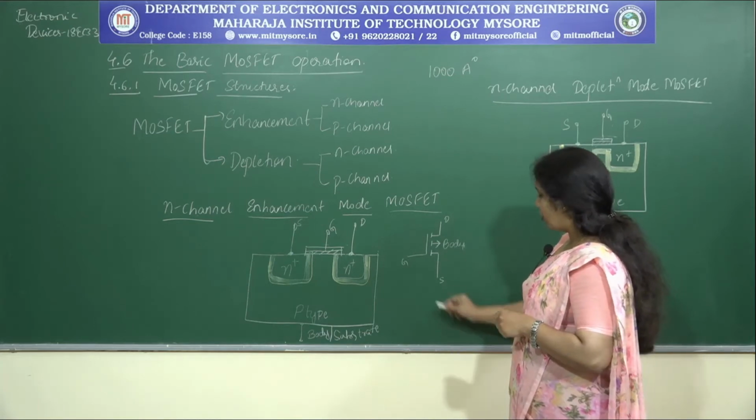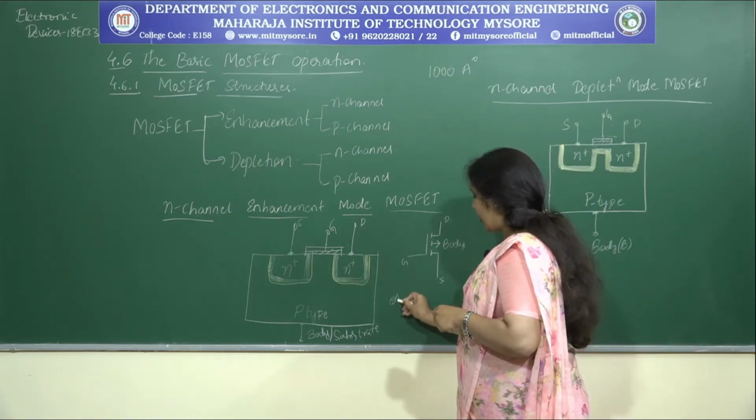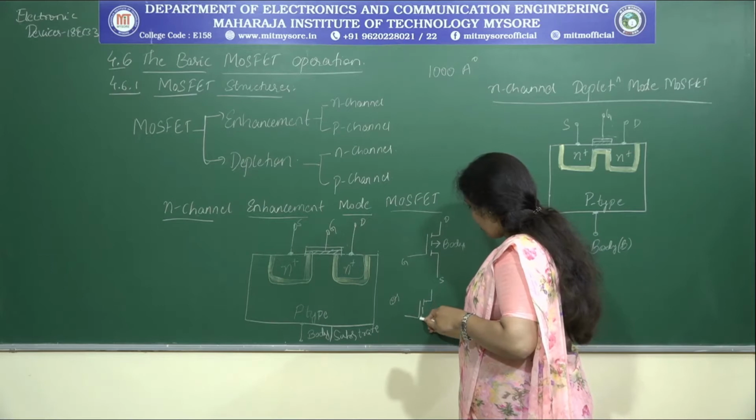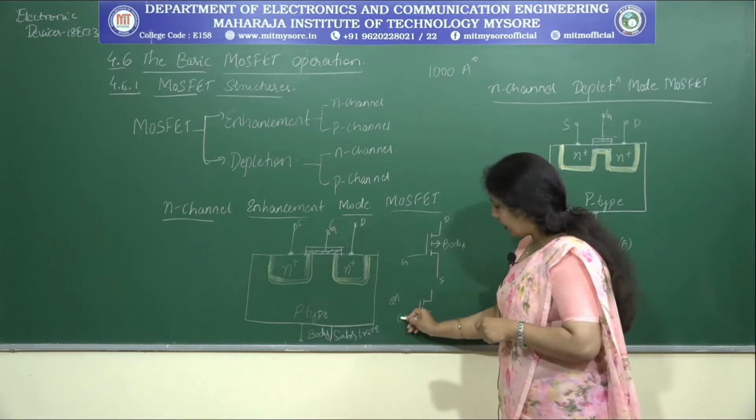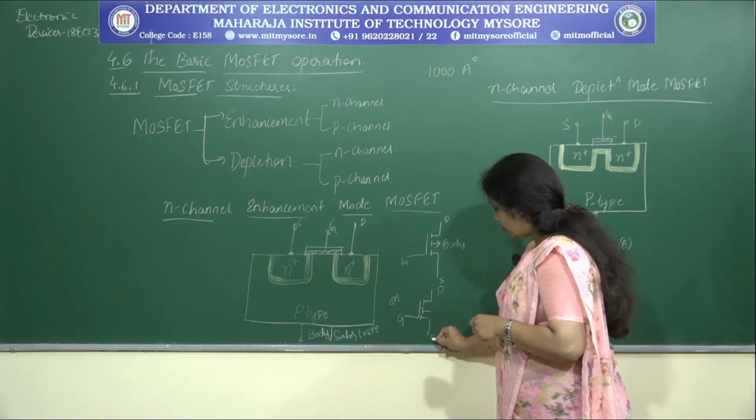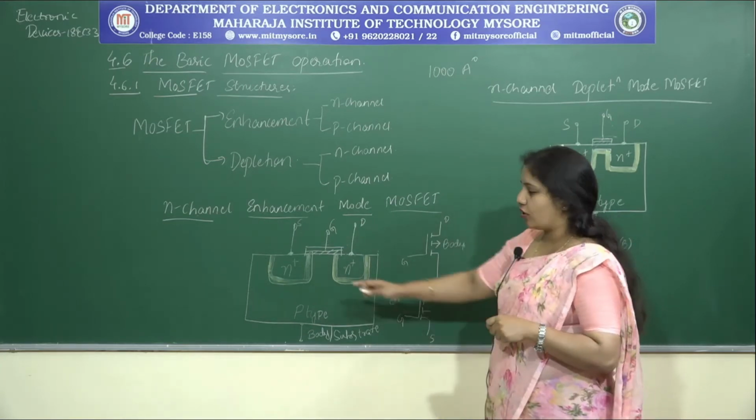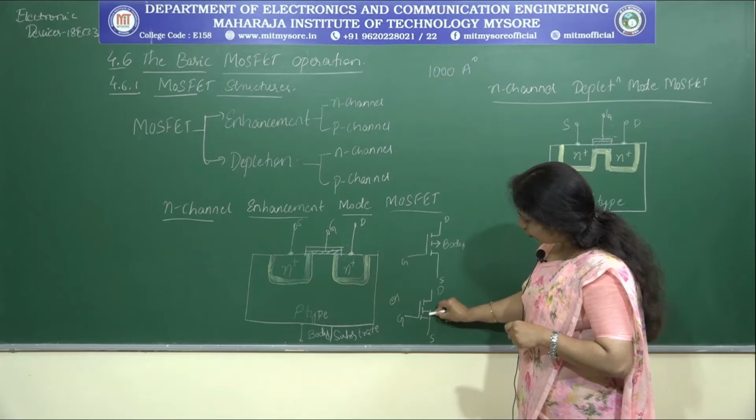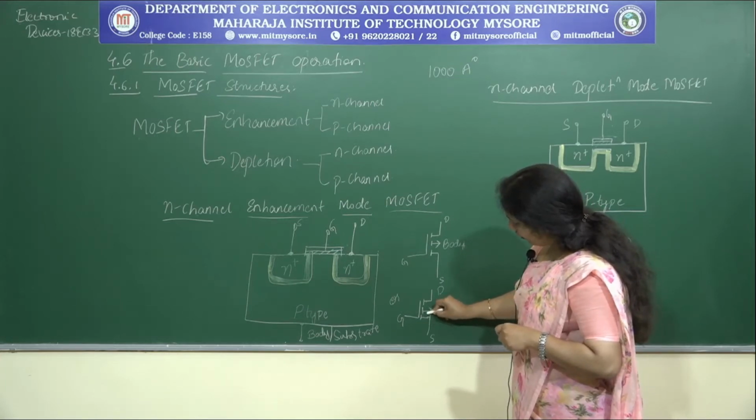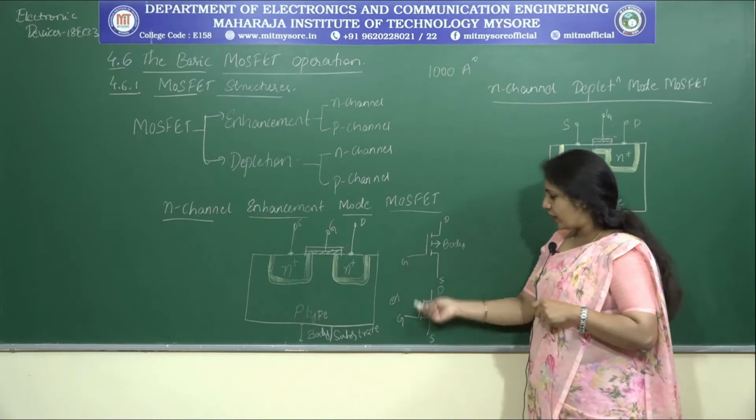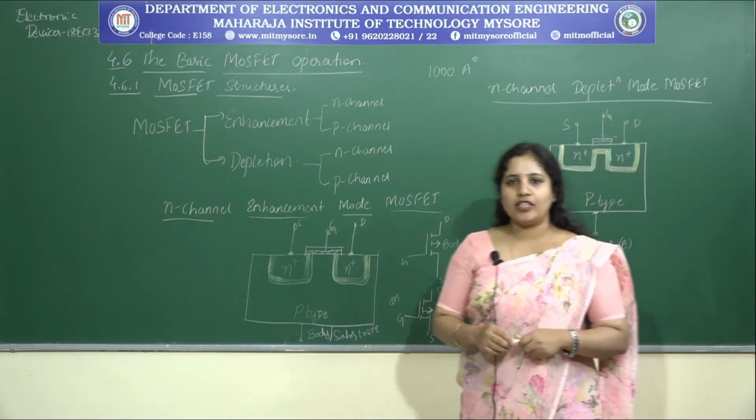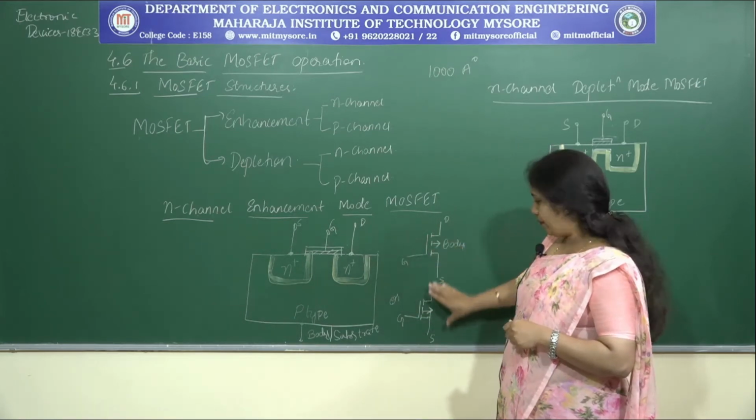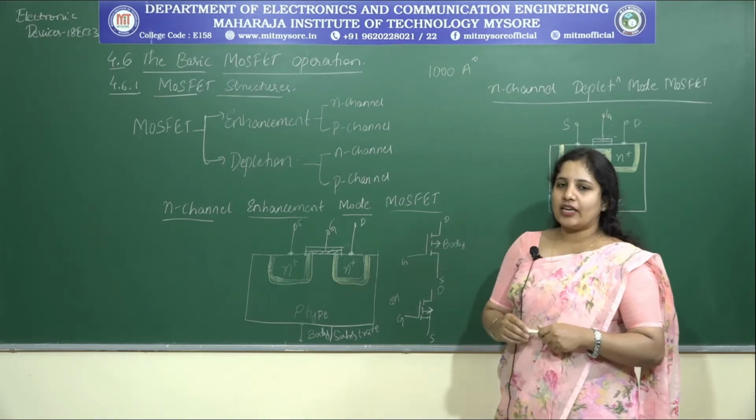If I want to write it the other way around, there is another way. This is the gate, this is the drain, and this is the source terminal. The only difference is that the source and the body are always at the same potential. Therefore, we can join both of these together and represent the arrow across the body. This is another way of writing the symbol for the N-channel enhancement mode MOSFET. I hope all of you understood the cross-sectional view as well as the symbols through which you can identify an N-channel enhancement mode.